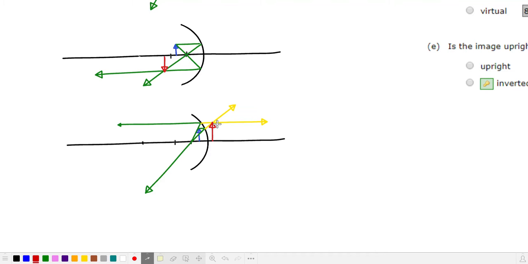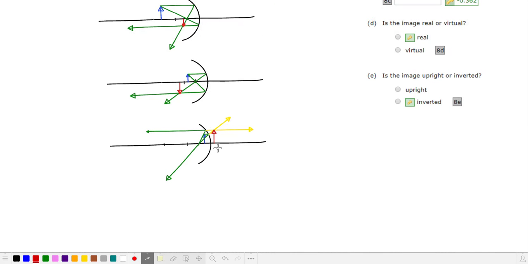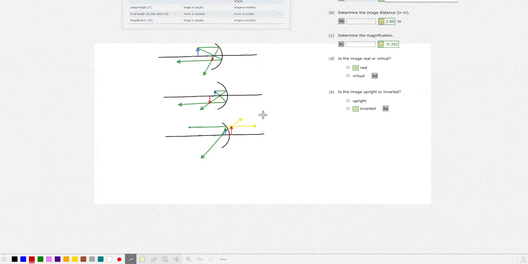Alright, so your homework does take you through this situation where you notice that the image changes from being inverted to upright and from smaller to bigger, and it asks you what kind of mirror it is, so I think that you'll know how to answer that question.